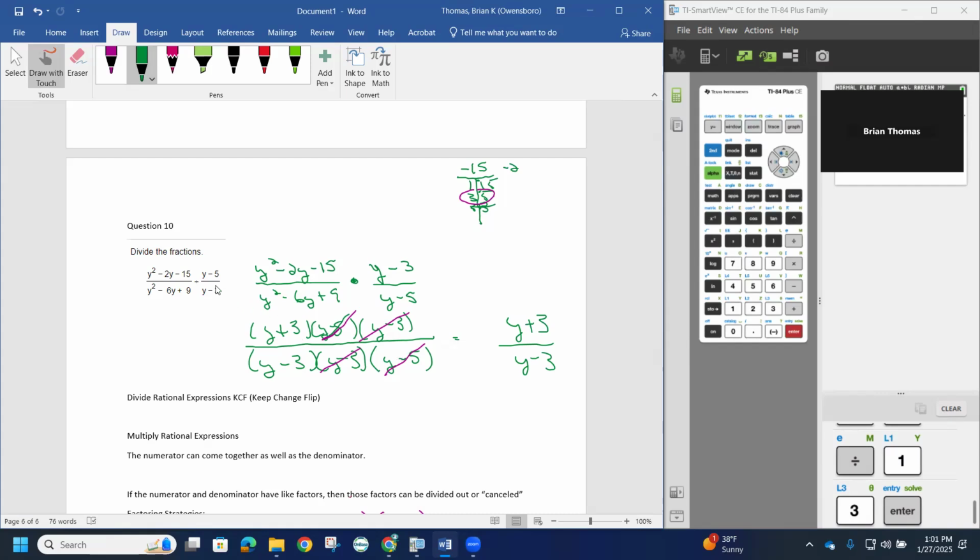So again, the key is to actually not divide. And then the other thing is actually not to multiply, but to factor, cancel, and then put things together at the very end.